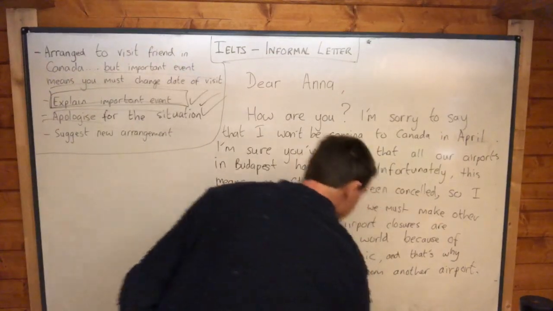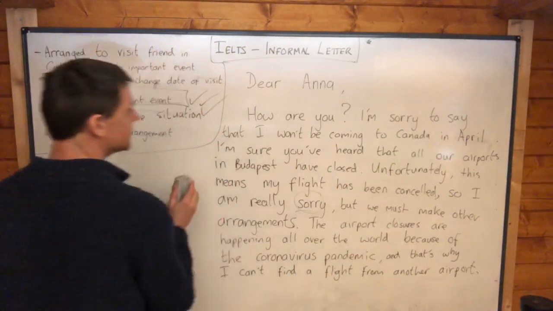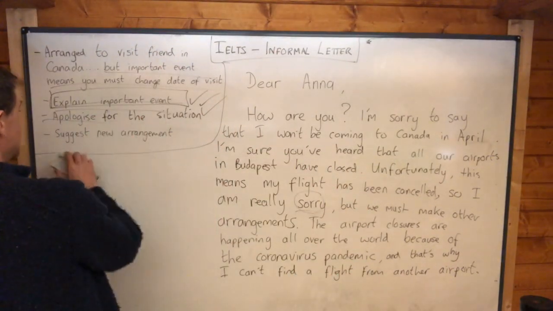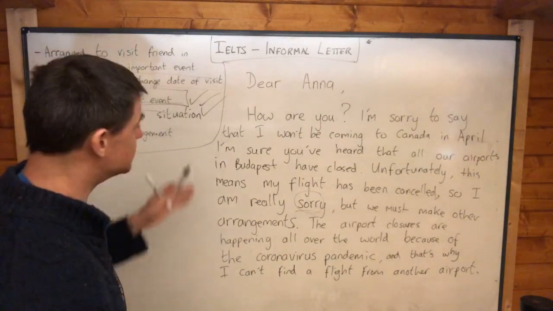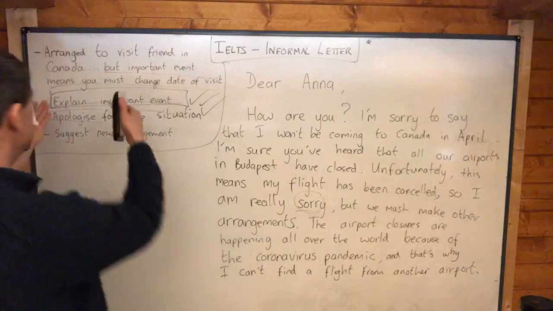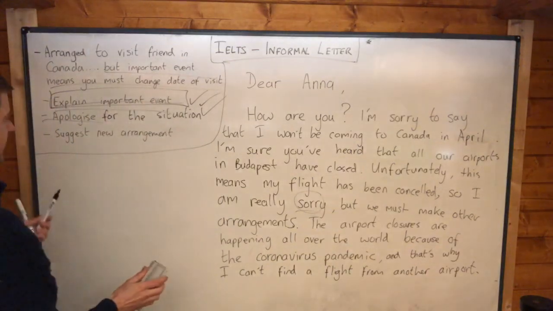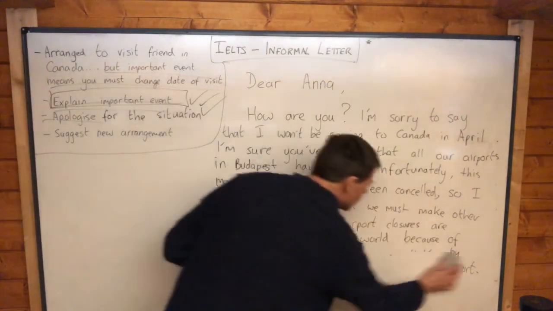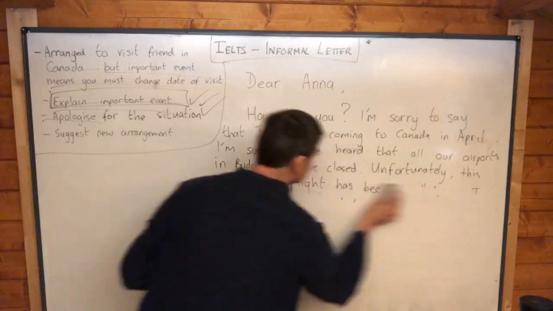So I'm going to take this part off, and you'll just have to pause the video or something like that if you want to get it down. But let's go on to suggesting new arrangements now. We've got the first main body of the letter as explaining the important event and apologising for the situation. Now let's go on to suggesting other arrangements.